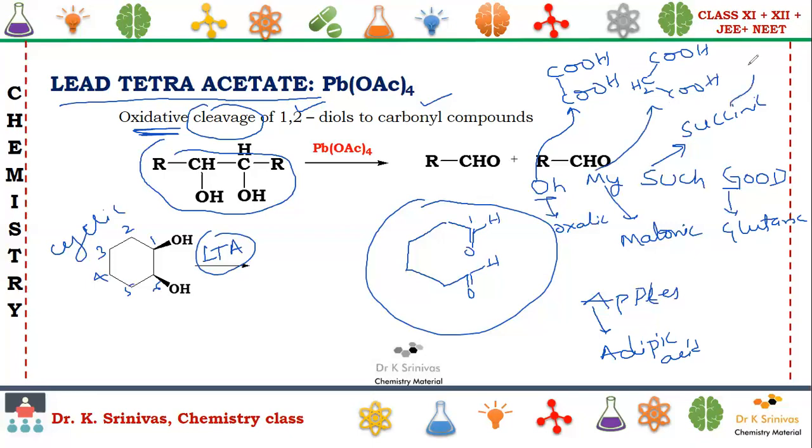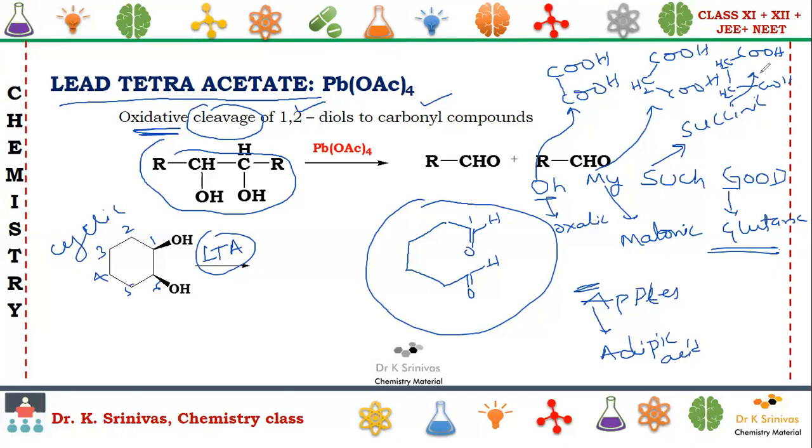If you increase one more CH2 in between, CH2, here CH2, COOH, this is nothing but succinic acid. In similar fashion, if you increase one more, it is nothing but glutaric acid. If you increase one more, it is nothing but adipic acid.